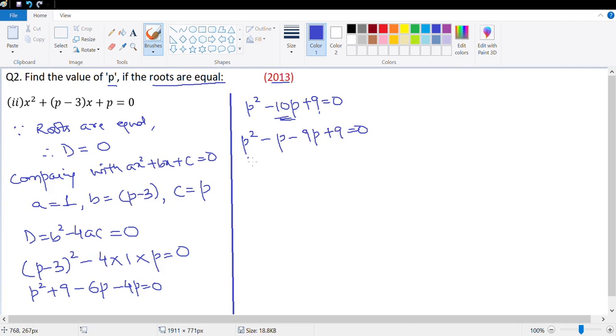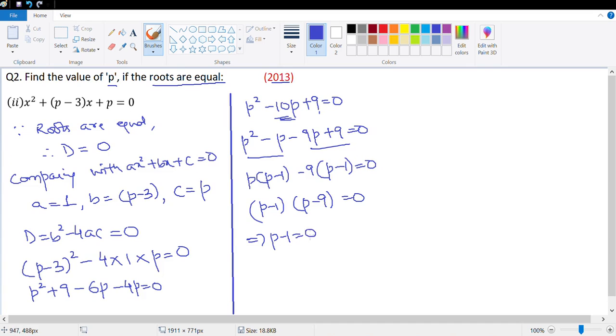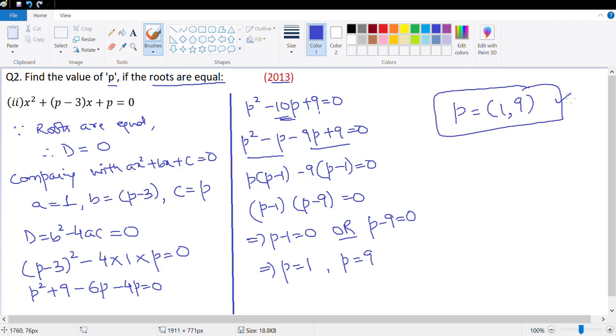Grouping these together, I get p times (p minus 1) minus 9 times (p minus 1) is equal to 0. (p minus 1) times (p minus 9) is equal to 0, which means p minus 1 is equal to 0 or p minus 9 is equal to 0, which means p is equal to 1 or p is equal to 9. So the solution set is p is equal to 1 or 9. These are the two possible options.